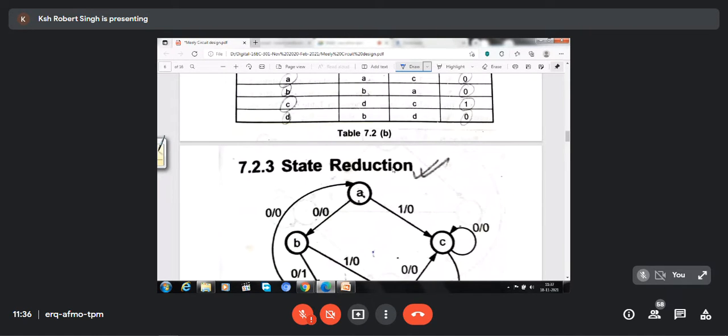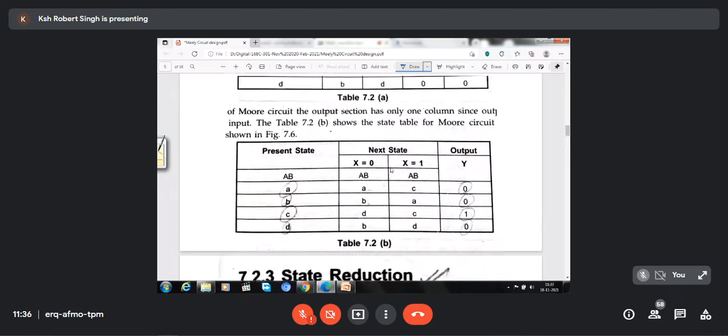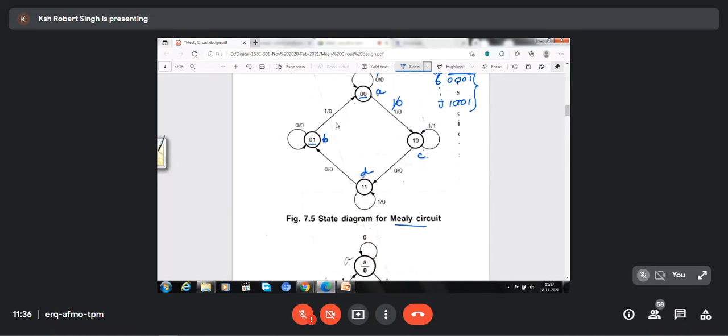Now these things, this thing, I will have to represent in a table form because I need to design a circuit, and I can design it using any flip-flop. And for that, I need to know the excitation of those flip-flops which I want to design. With any flip-flop, I can design.